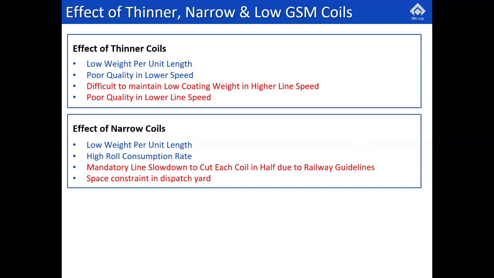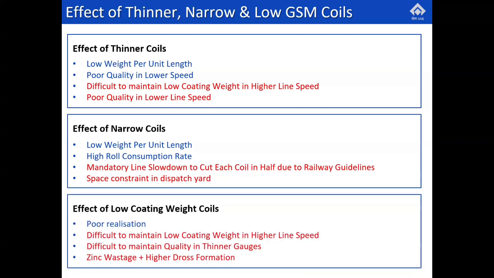And again, in the dispatch yard, there is a space constraint because ours is not a vertical stacking type dispatch yard. Hence, the number of coils gets doubled for 900 and 1000 width. So there is a serious space constraint, which also affects our upstream processes at times. In low coating weight, let's say we process around 95% plus cases, our line is designed for 60 to 600 GSM.